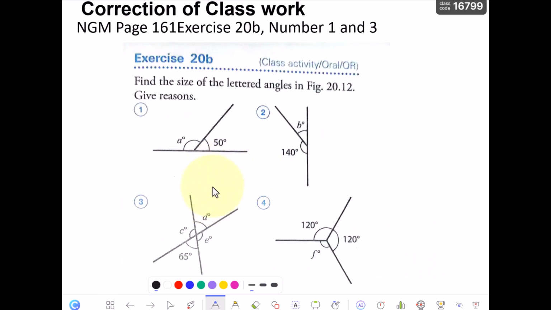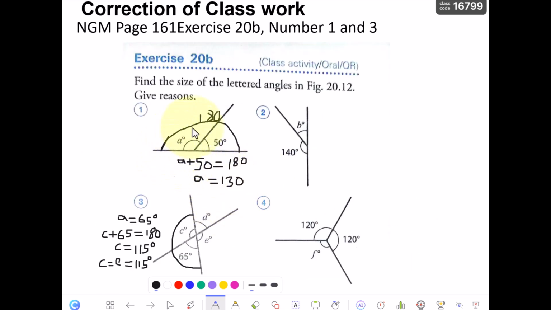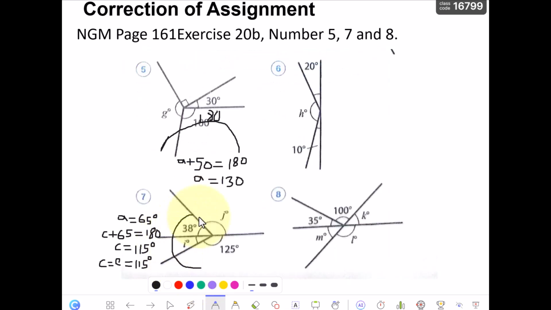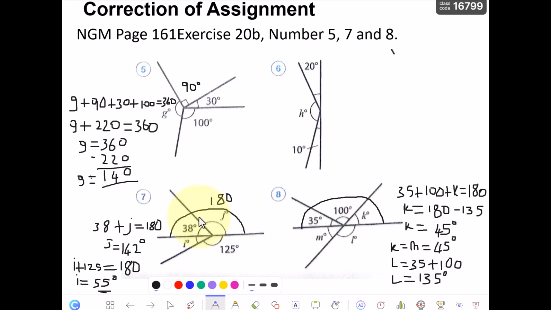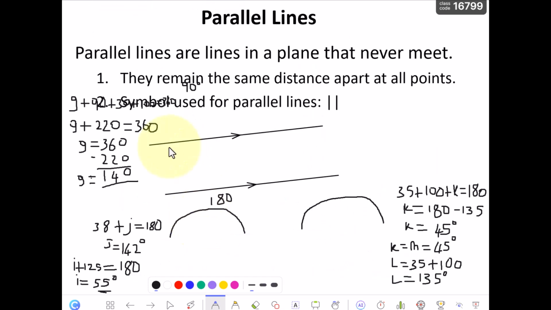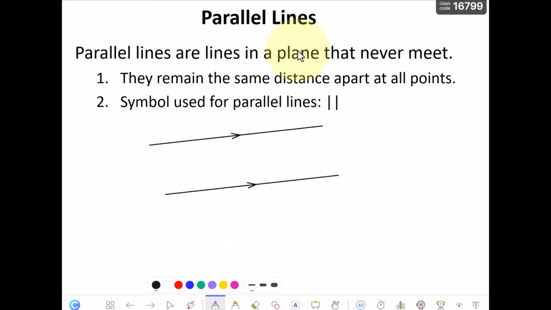Take time and watch the explanation. See the way I'm sketching the straight line, making 180 degrees. All this will help you when you are solving in any exam situation. So that is that. So watch it again and again, and you understand it better. Now let's go to our proper lesson for today, which is parallel lines. So this is our target for today, parallel lines.